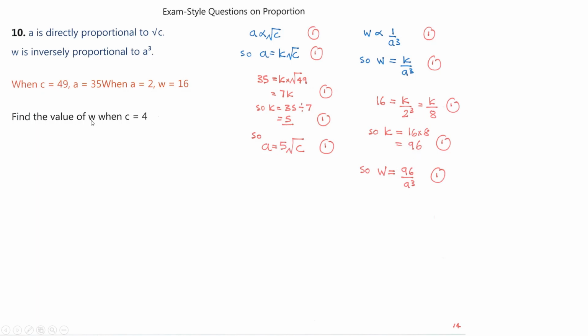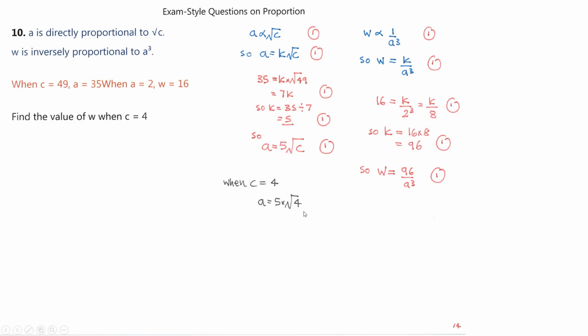Then it says find the value of W when C is 4. So what that means is this. These letters A and C and W are linked because they both have A in common. So basically what we're going to do is put 4 here. We're going to use this formula to work out what A is. And then once we know what A is, we'll put it down here and use it to work out what W is. So that's our plan.